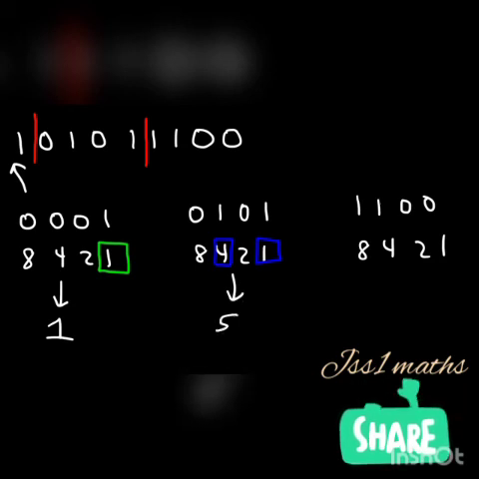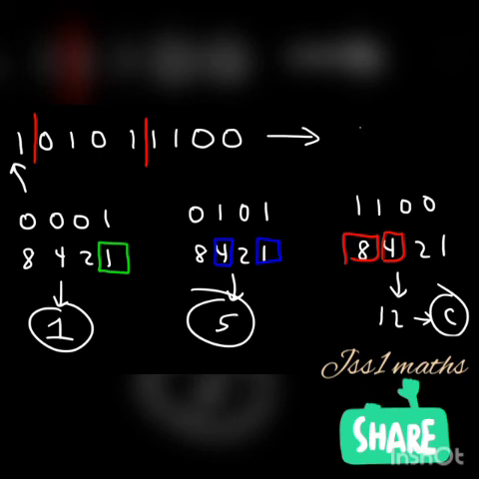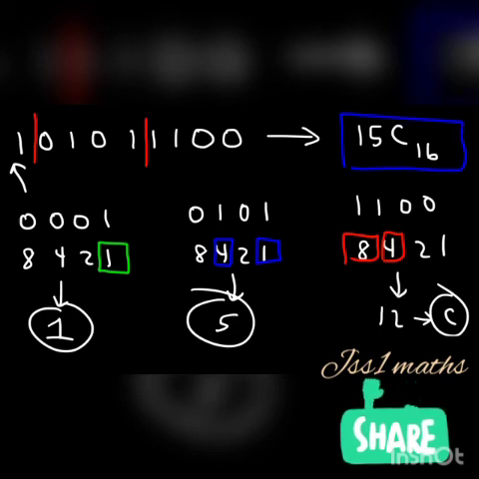For the right side, we have a 1 next to the 8 and the 4. Now 8 plus 4 is 12. But when dealing with hexadecimal numbers, you need to convert it into a letter. A is 10, B is 11, C is 12. So it's 1, 5, C. So our answer is 15C in the hexadecimal system, which we had earlier in this video.